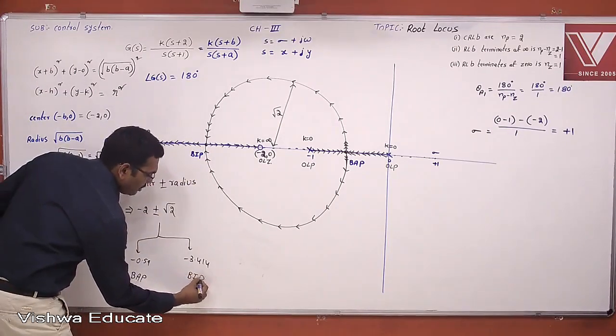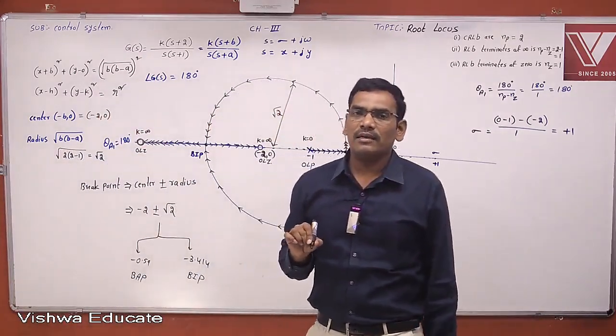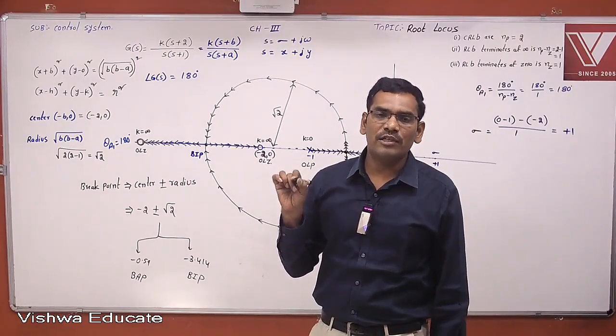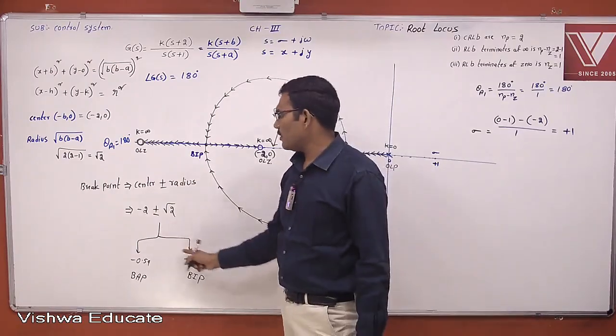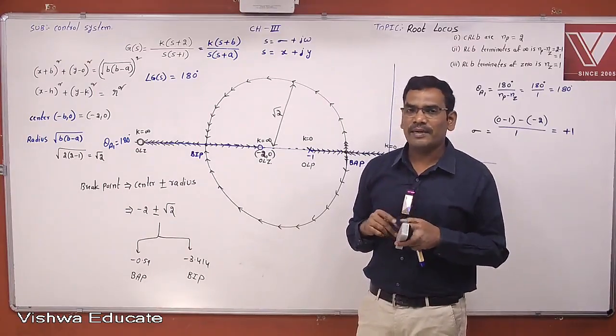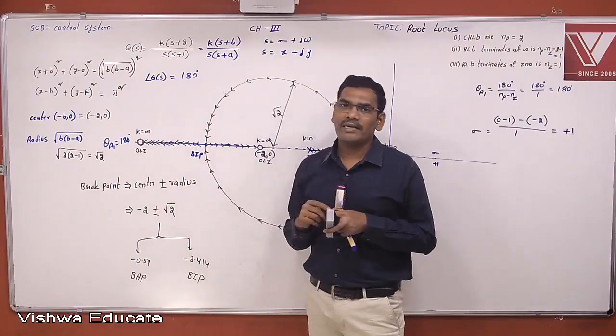Is it matching or not? Even if you go for the long method, find the characteristic equation, find K as a function of s, differentiate K with respect to s and find the roots. Those roots and these will be the same. But how much time is saved? Around half an hour you spend doing the long procedure. With the center and radius method, you can get the answer directly.